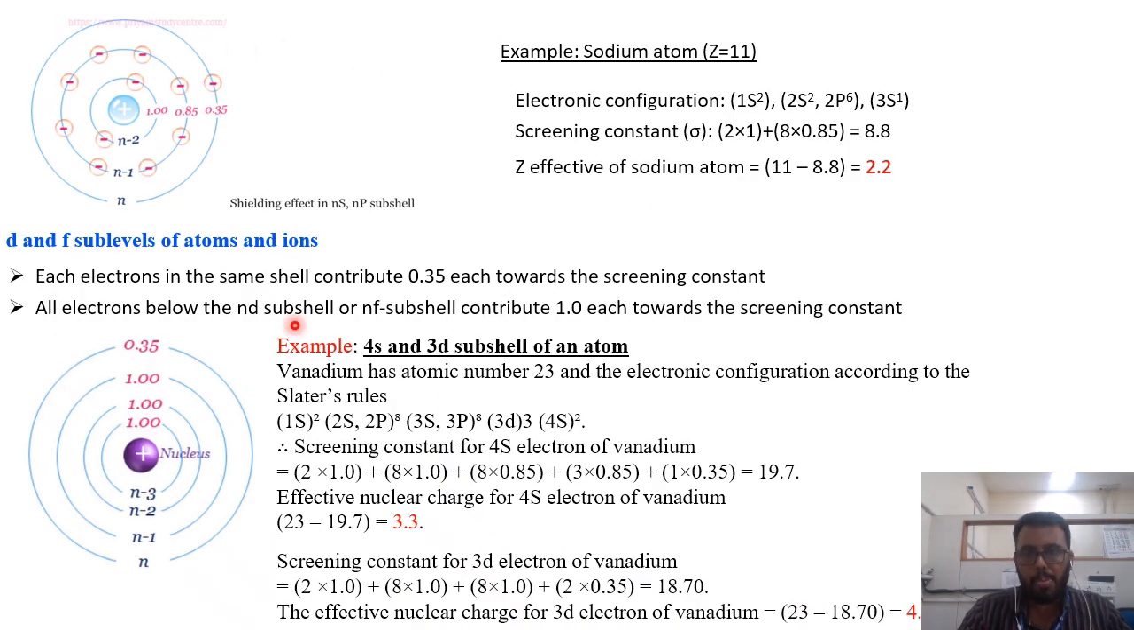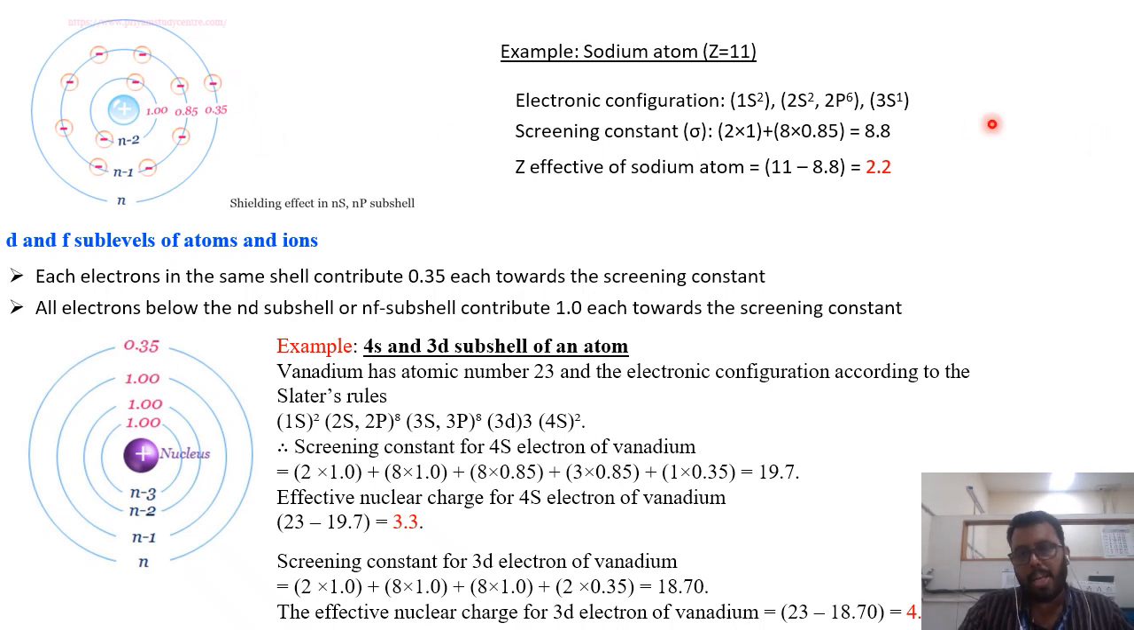So this is an example where the effective nuclear charge, Z effective, for the sodium atom is calculated. First, draw the electronic configuration: 2 electrons in n minus 2, 8 electrons in n minus 1, and 1 in the valence shell. 2 plus 8 is 10, 10 plus 1 is 11. For the nth shell, as we discussed already, 0.35. For n minus 1, 0.85. For n minus 2, moving closer to the nucleus, so a higher value, 1. Look here, from the penultimate shell, that is the valence shell, to n minus 2, the value increases. This is for ns and np.